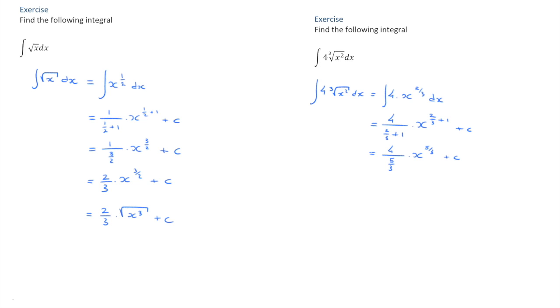Now 4 over 5/3 is equal to 4 times the reciprocal of the denominator, so that's 4 times 3/5 times x to the power of 5/3 plus c, and 4 times 3/5 is equal to 12/5 times x to the power of 5/3 plus c. Once more, we could stop there, but we could also write this back as a cubic root, and that would look as follows. That would be 12 over 5 times the cubic root of x to the power of 5 plus c. Okay, let's look at a couple more examples.